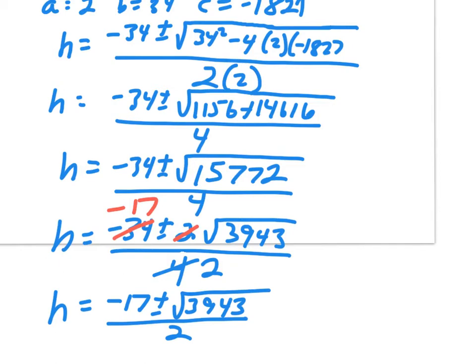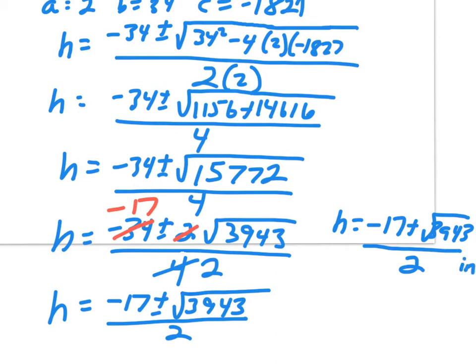just to get a sense of that, the answer that I'm really interested in is the positive answer, which is h equals negative 17 plus root 3943 over 2. Now that all equals this. That's going to be my answer, that's the height, and so it's this many inches. That is, just so you know, approximately 22.9 inches, which I can tell is a good answer.